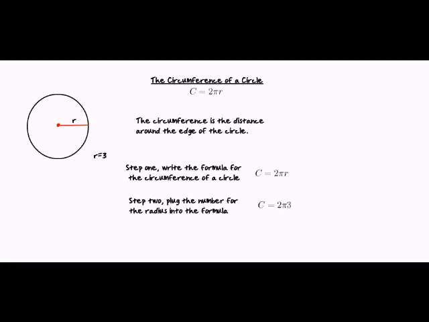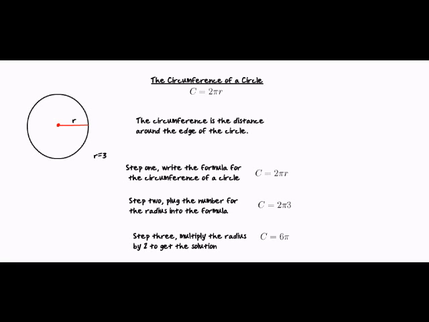Now let's say that once again our radius is equal to 3. Then step 1 is going to be to write the formula for the circumference of the circle, c equals 2 pi r. Next, we're going to plug in the number of the radius for the formula. So we get c equals 2 pi times 3. Then we multiply 2 times 3 to simplify and get our solution. So our circumference is 6 pi.